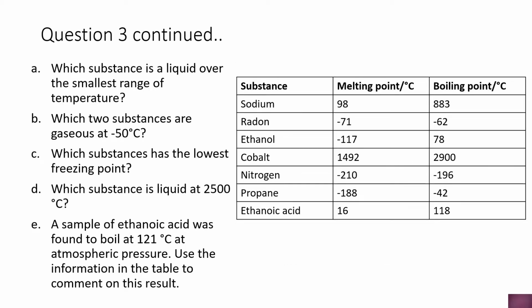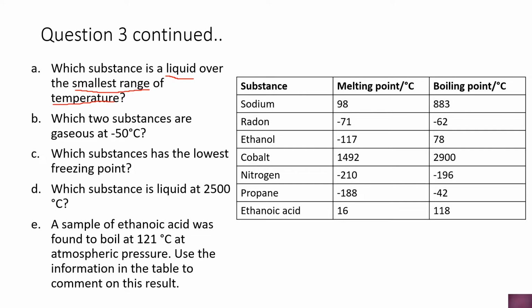Part A, they ask, which substance is a liquid over the smallest range of temperature? Now they have asked us liquid over smallest range of temperature. It's better if you can underline the keywords in a question so that you don't miss anything.